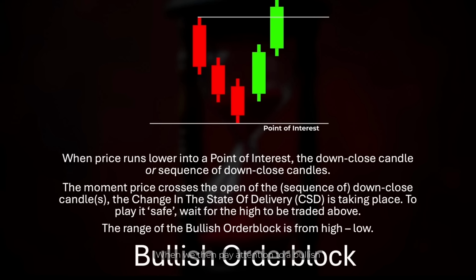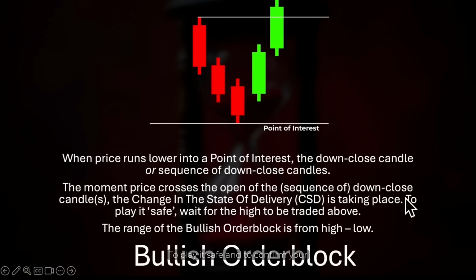When we then pay attention to a bullish order block, we can see that a bullish order block takes place when price runs lower into a point of interest, and the down close candle or sequence of down close candles gets traded above. This sequence of down close candles inside of this example is your bullish order block. The moment that price crosses the open of the sequence of down close candles, or that one down close candle, the change in the state of delivery, CSD, is taking place.